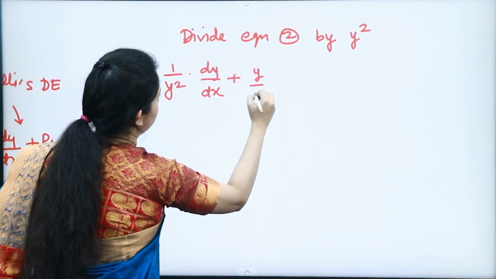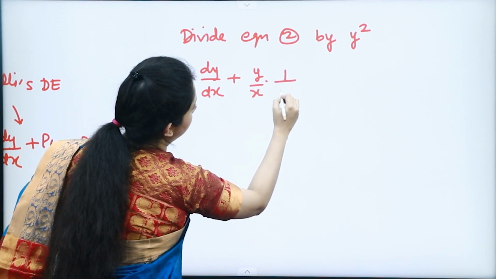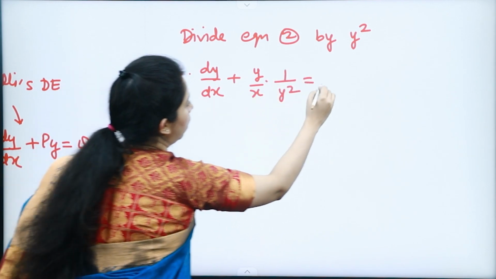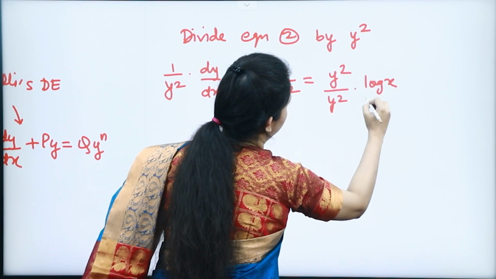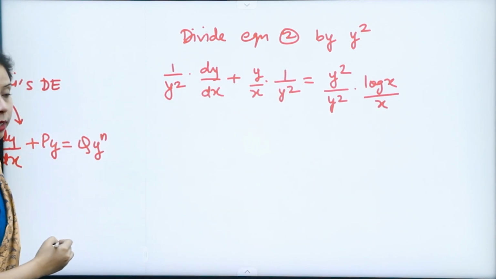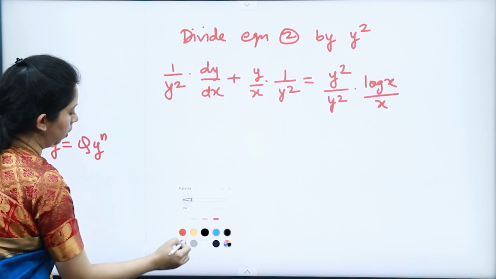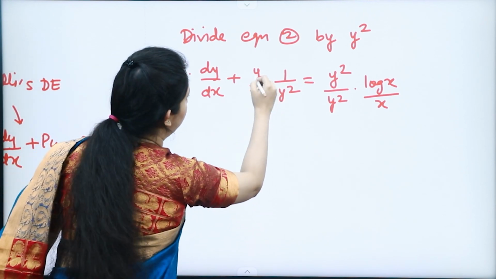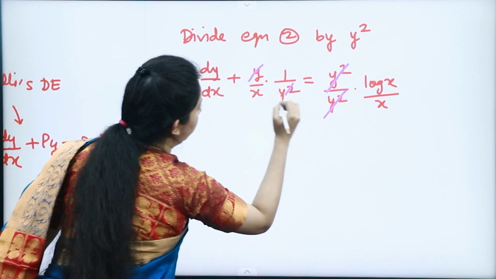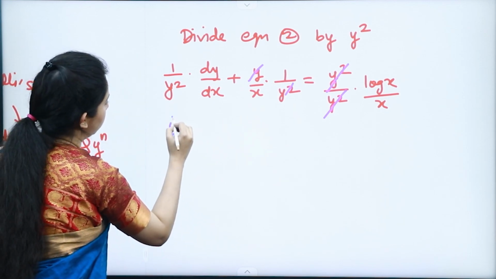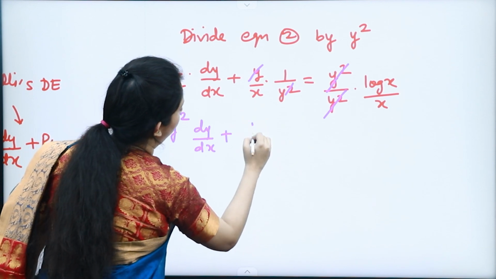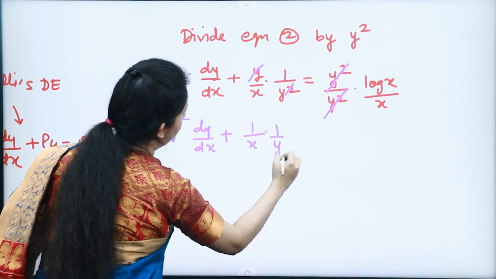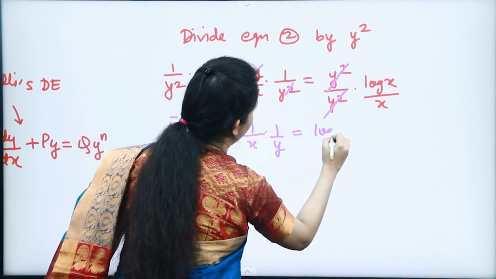So 1 upon y was already there, we are dividing it by 1 upon y square, which is equal to y square divided by y square into log x divided by x. So in this step we will cancel out the terms, this whole will be cancelled and we will have y raised to the power minus 2 dy by dx plus 1 upon x into 1 upon y is equal to log x by x.